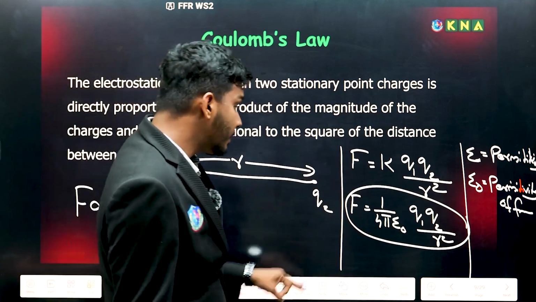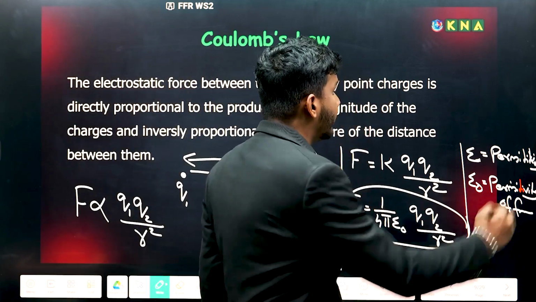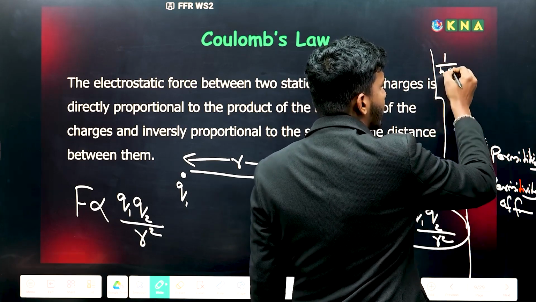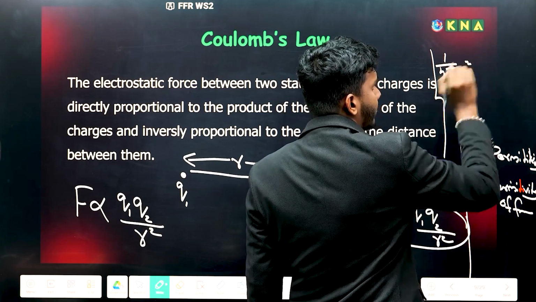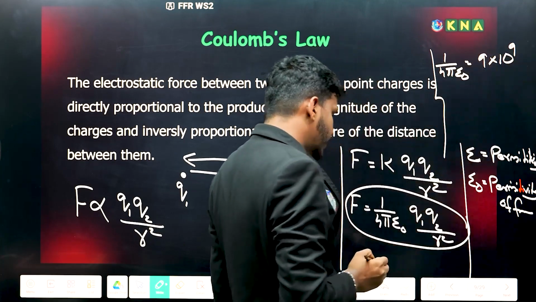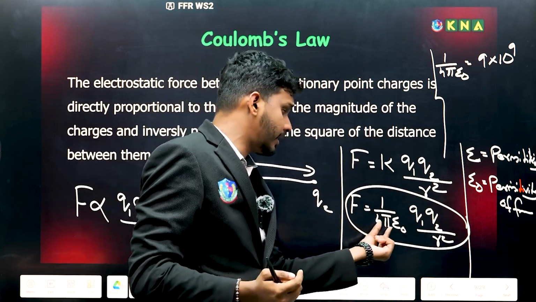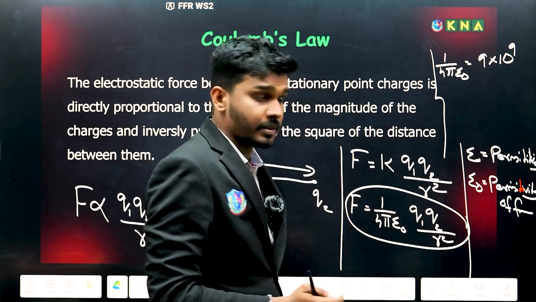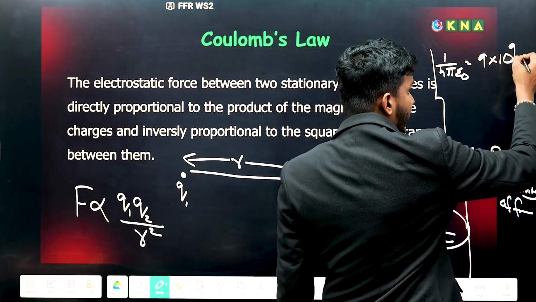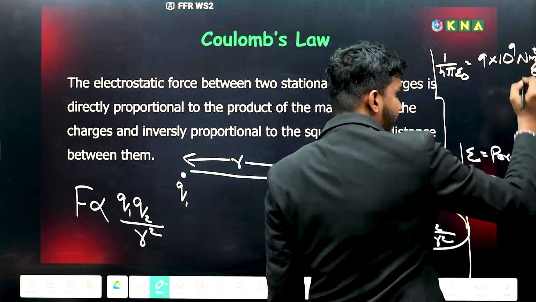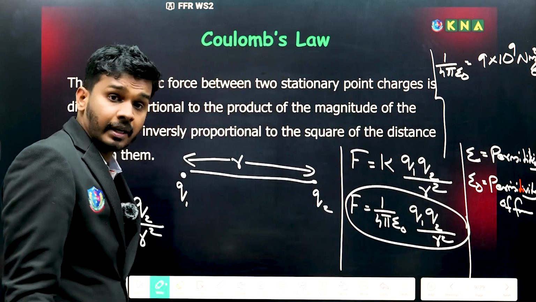Okay. What is 1 by 4 pi epsilon naught? 1 by 4 pi epsilon naught is a constant value. It is 9 into 10 power 9. What is the unit? The unit is Newton meter square per Coulomb square. So 9 into 10 raised to 9 Newton meter square per Coulomb square.